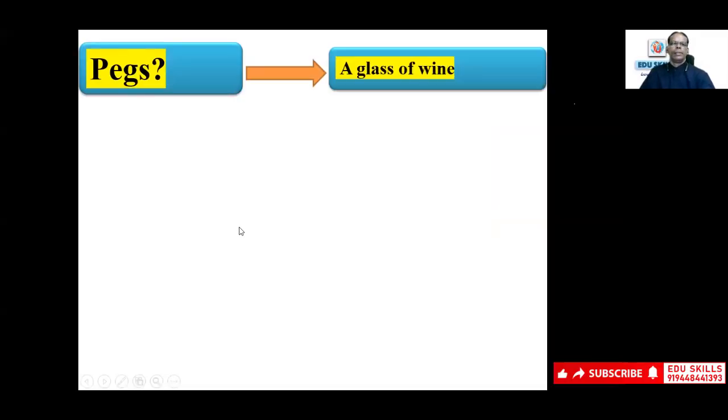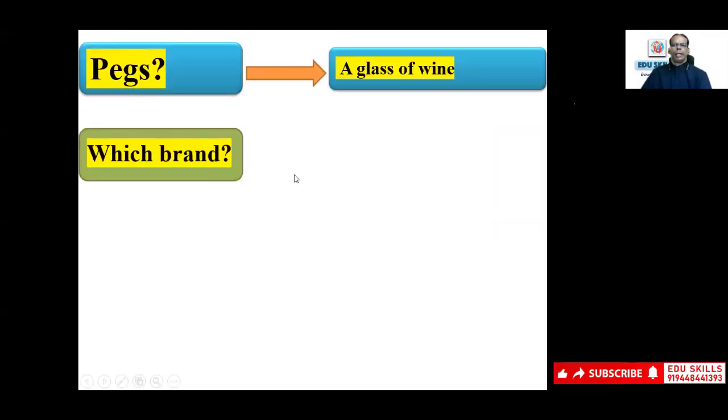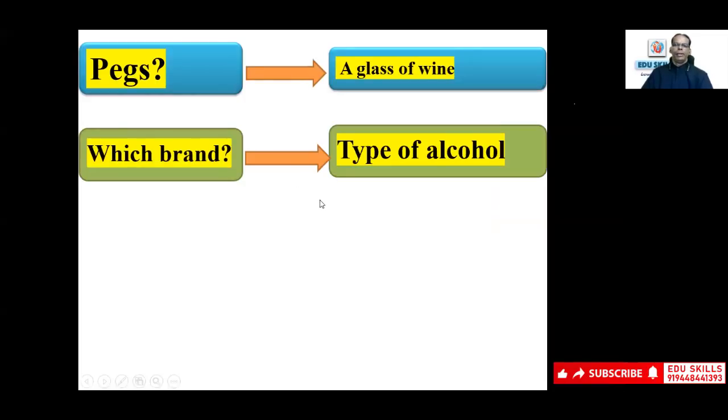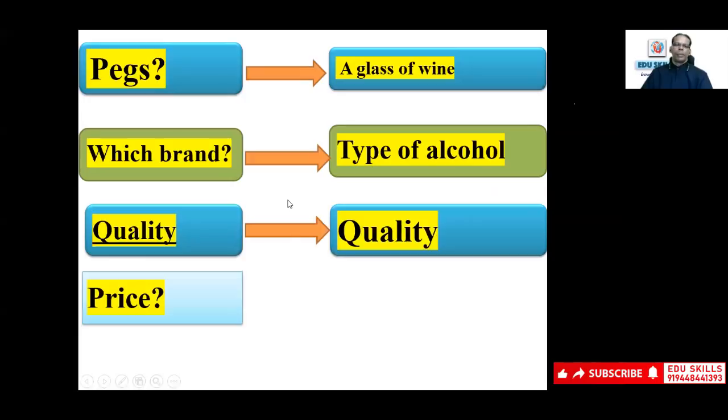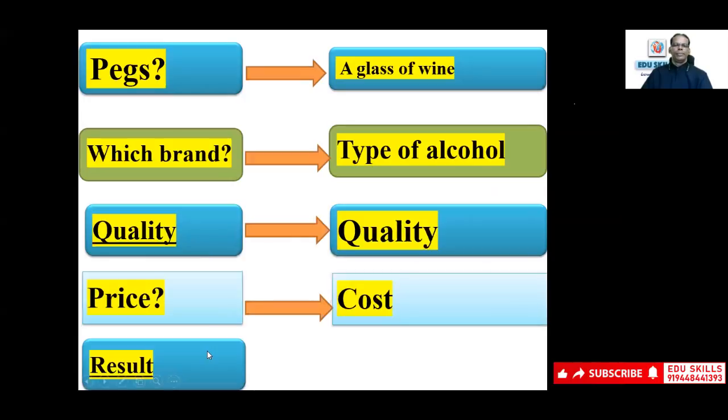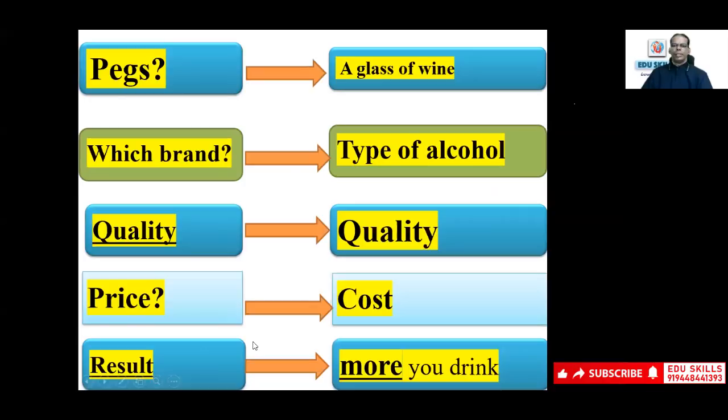So you may be able to say, when you speak of alcohol: packs, a glass of wine, how much you have to drink, which brand, type of alcohol, quality, price, cost. All these things will come to your mind. Result: what happens after drinking? The more you drink, what happens? You become an addict. All these things you can just bring to your mind in general and try to write something down. Presume there is something. All these things will be there in the paragraph or in the text. Maybe those things are there.